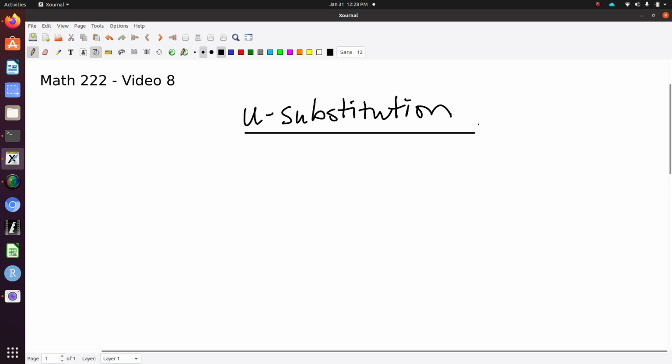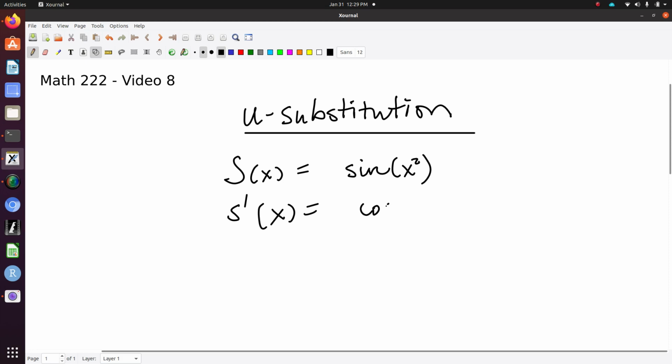Well, you already know the reverse of this. So you know, for example, if I say some function, I don't know what to call it, capital S. If it's sine of x squared, the way we take the derivative of this guy is derivative of sine is cosine of whatever it is inside times the derivative of what's inside. We know this. And we can come up with more examples of this.